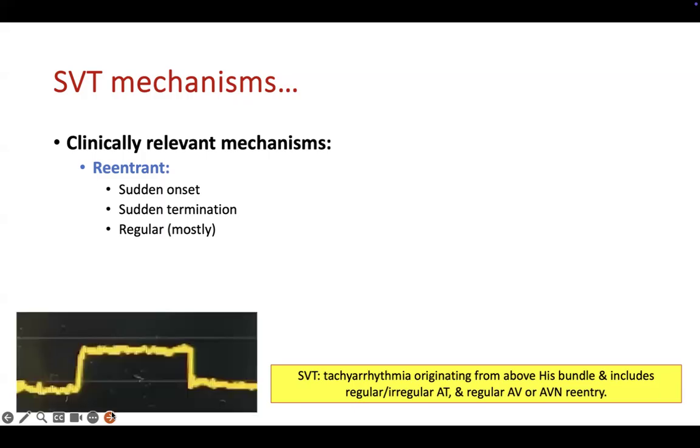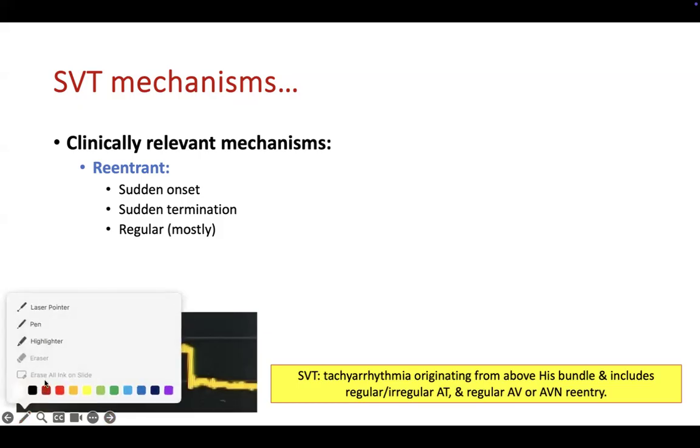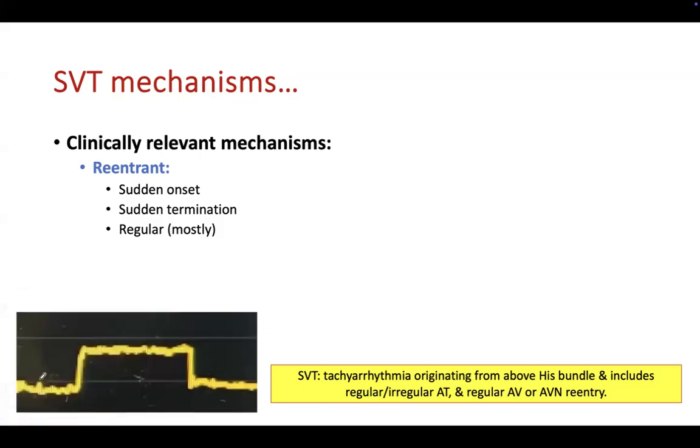This is a telemetry heart rate tracing of a patient of ours in our unit. As you can see, there is an abrupt heart rate change and then persistent regular heart rate and then abrupt heart rate slowing. So this is characteristic of reentrant tachyarrhythmias.